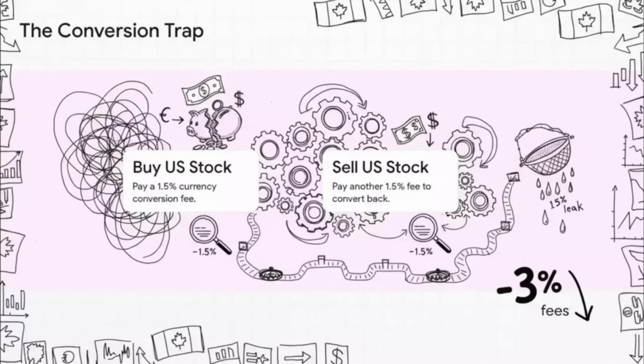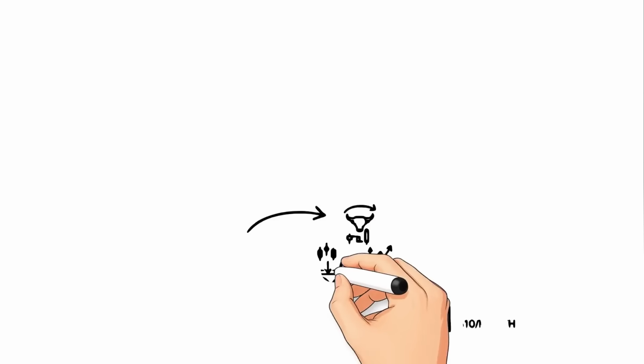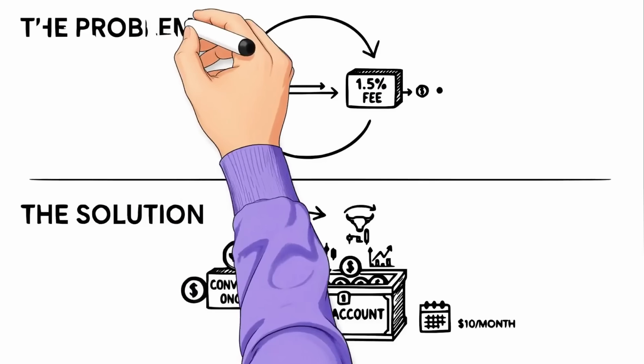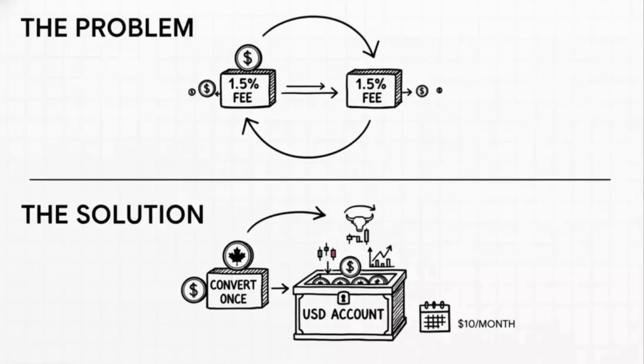You are saving 15% in tax only to lose 3% in fees. That is not a win. That is just changing who robs you, from the IRS to the bank. This is why I specifically use the WealthSimple USD account upgrade for this strategy. By activating the USD account, you stop the forced conversion loop. You convert your cash once, hold it in USD, and trade as many times as you want without paying that conversion fee ever again.